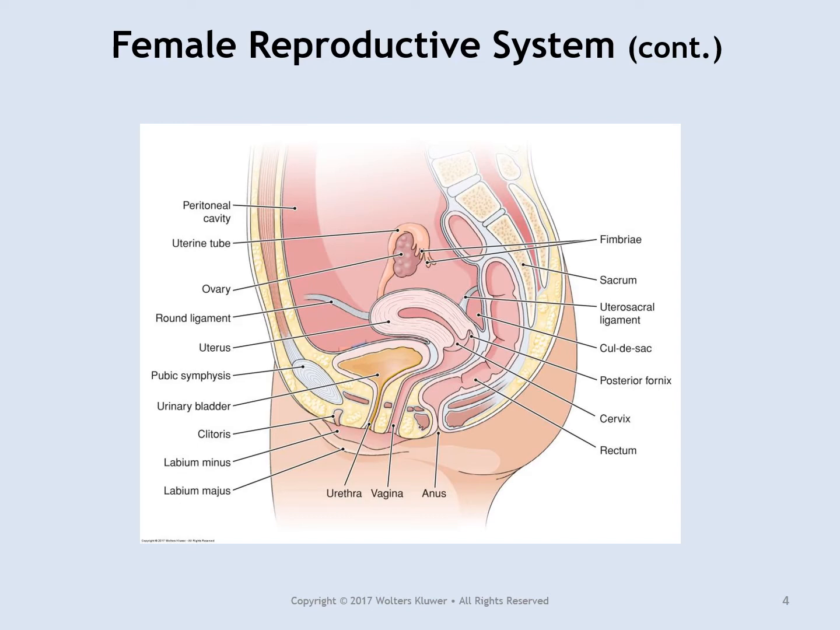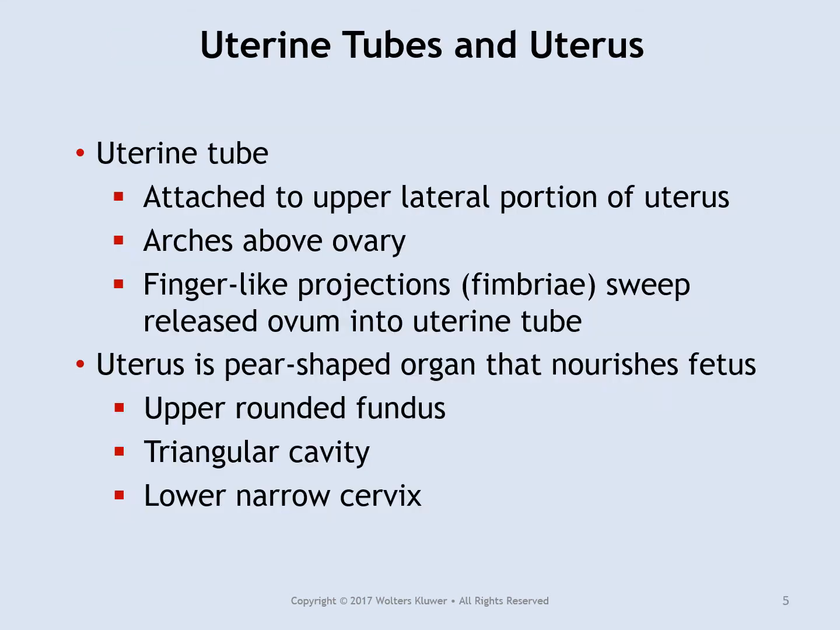The basic parts of the female reproductive system are as follows. Let's start with the ovary that we just talked about. The fimbriae are the little fingers that receive the ova into the uterine tube and then it travels down, and if it's fertilized, implants in the uterus, and if not, comes out the vagina. The rest of these we will be coming back to as we work our way through the lecture.